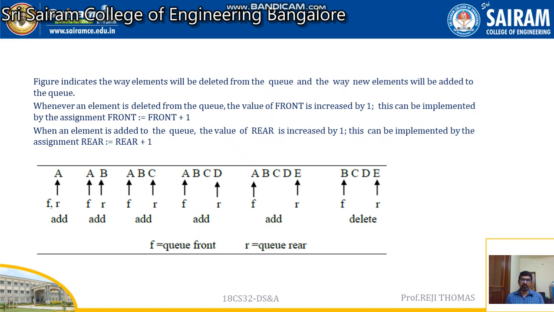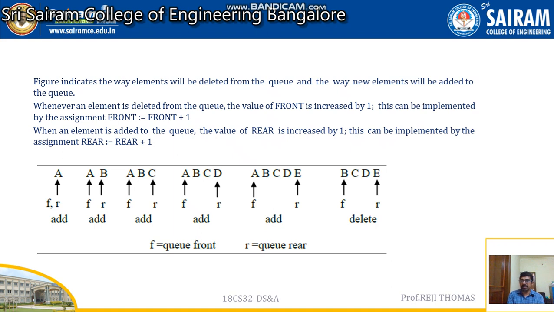Look at the third diagram where we have three characters. R has got incremented, but F remained as it is. If you go to the next one, we have inserted one more character D, and look at R. R has changed its position and F remained as it is. In the next diagram, we have inserted one more character which is E, and R is a pointer to the last character, and the front end or F remains as it is.